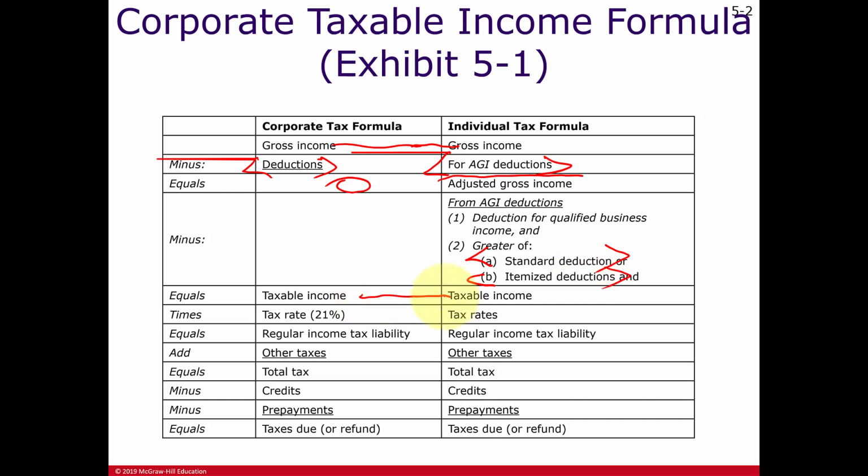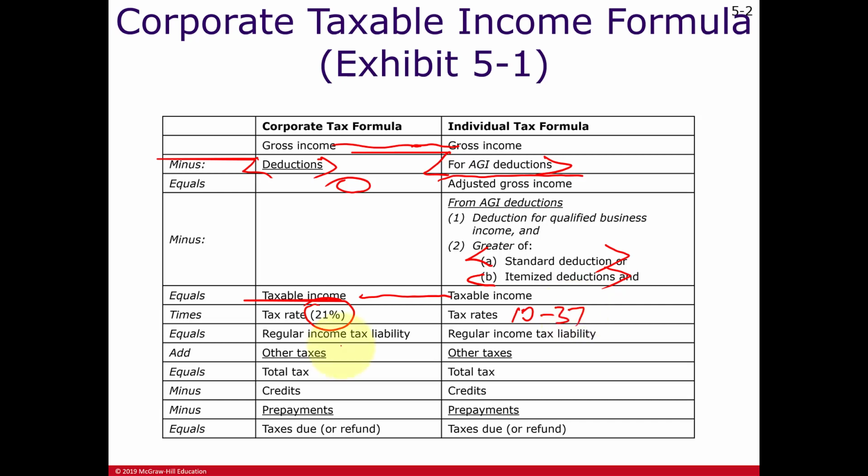And now in the case of a corporation, it's taxed at a flat 21% corporate income tax rate. In the case of individuals, the income tax rate can range from 10% all the way up to maybe 37%. Okay, that's the regular income tax. Now, there may be some other taxes tacked on to the regular income tax.